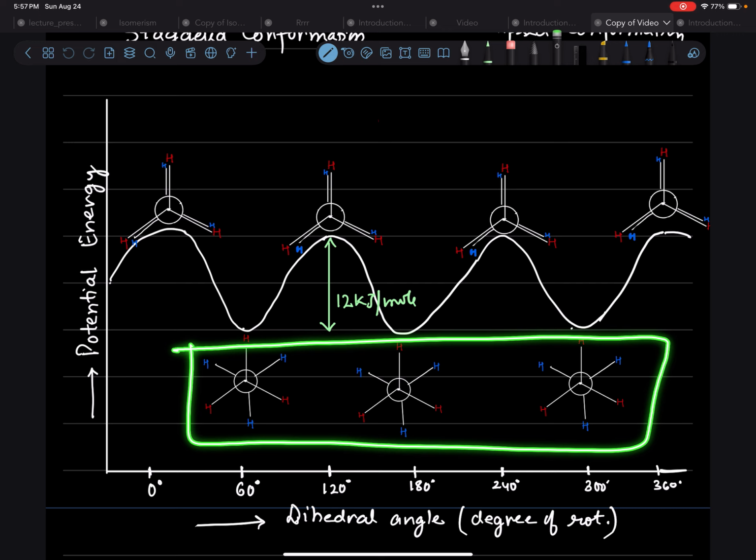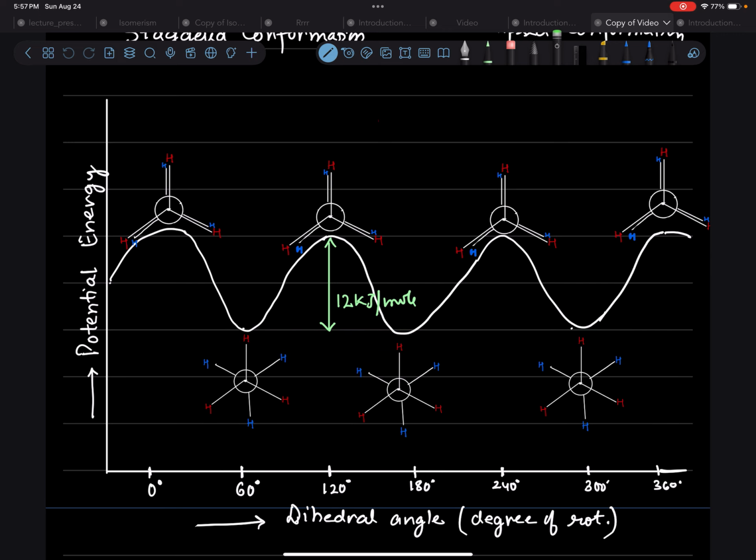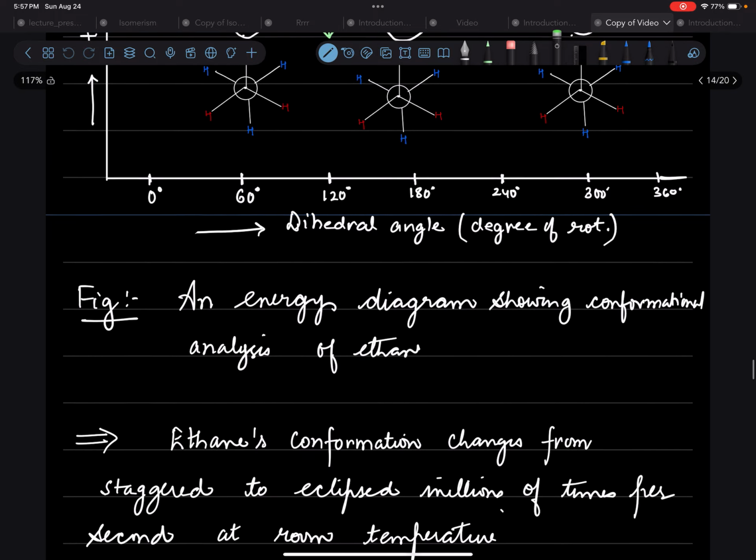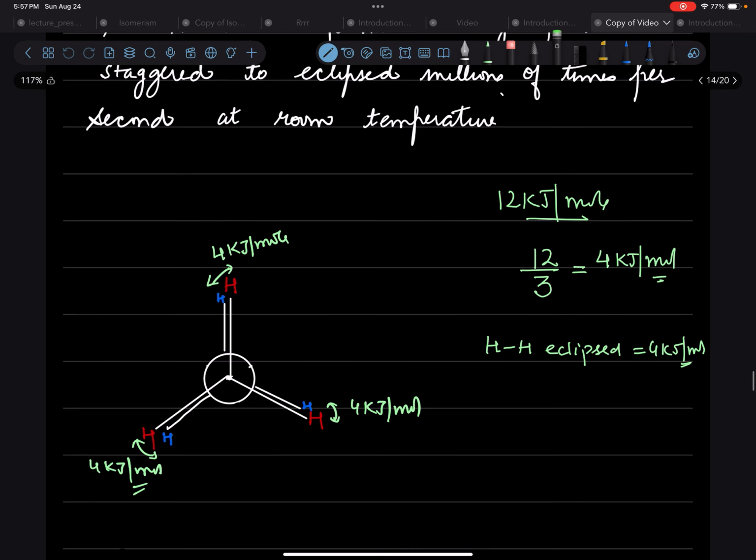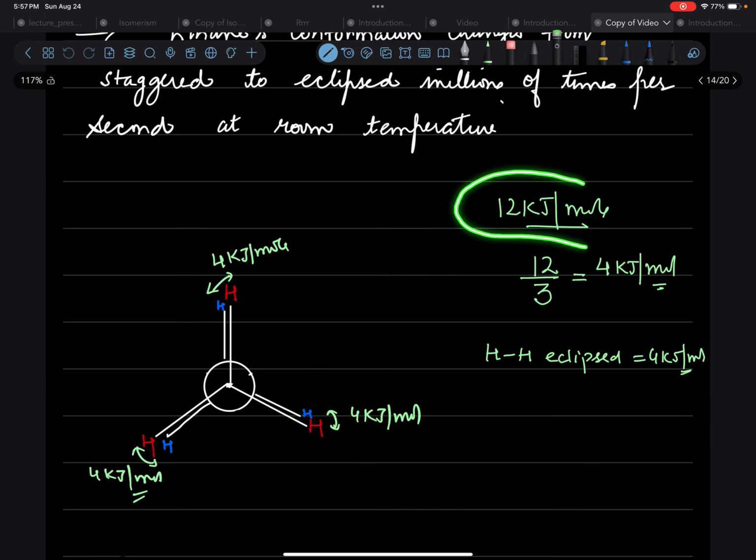The energy difference between the staggered conformation and the eclipsed conformation is 12 kilojoules per mole, which means that the eclipsed conformation has more energy. How much more? 12 kilojoules per mole more than the staggered one, right? Now we have to find out what accounts for this 12 kilojoules per mole.